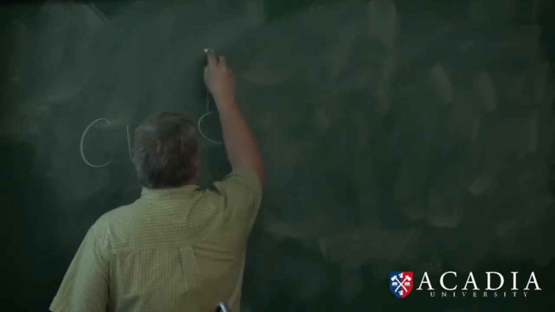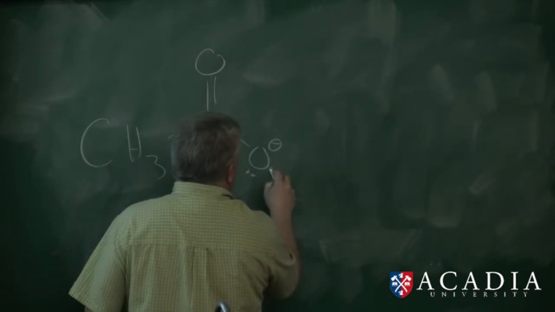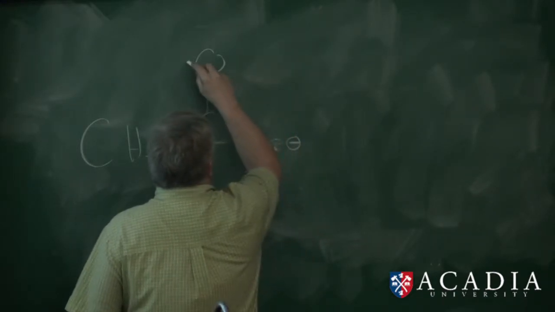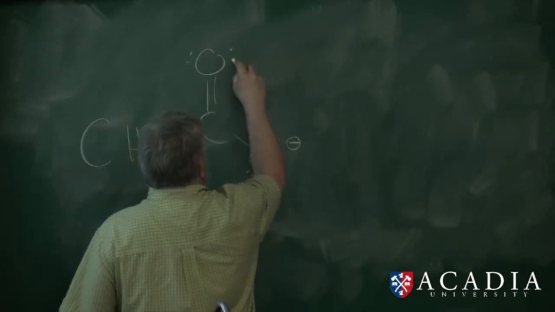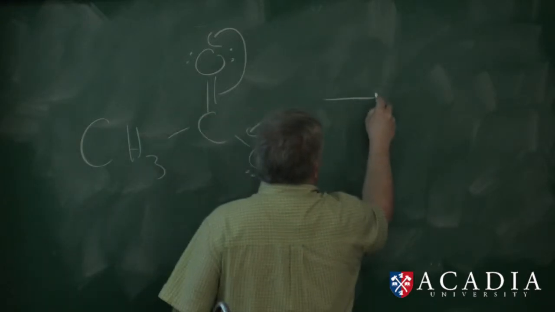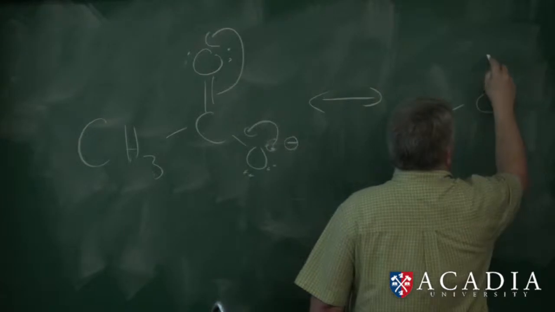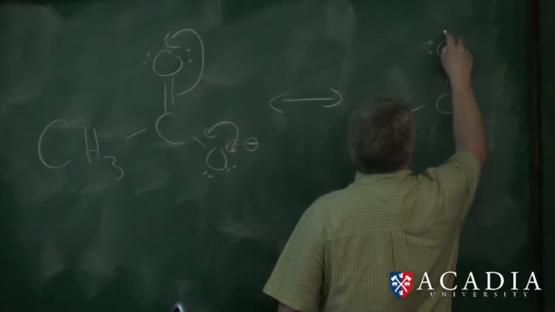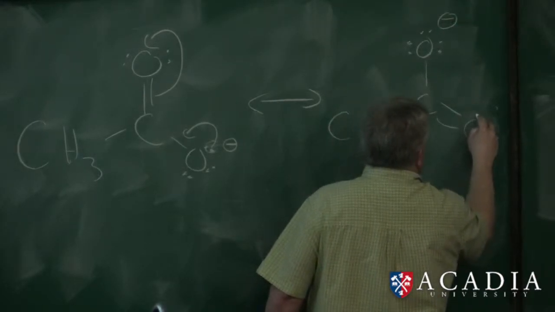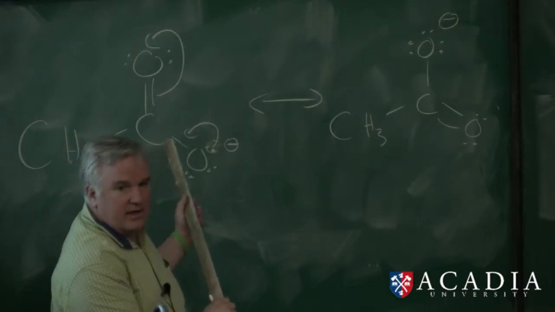For carboxylate, I'm going to put the electrons in here. We can actually draw a resonance structure. And when we draw this resonance structure, we see that it looks a lot like this.